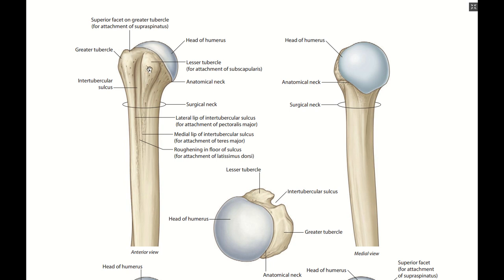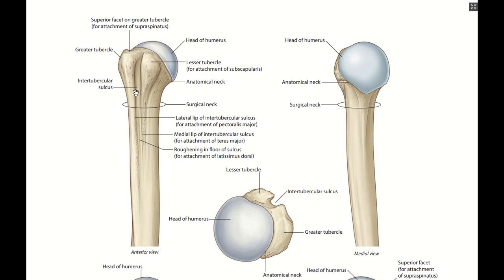Between the greater and the lesser tuberosity, there's going to be a groove, which is called the intertubercular groove or the bicipital groove. In this groove, you're going to have the long head of your biceps muscle. If you remember, the biceps actually has two heads. The long head is going to be within the intertubercular sulcus or bicipital groove, as it attaches to the supraglenoid tubercle.